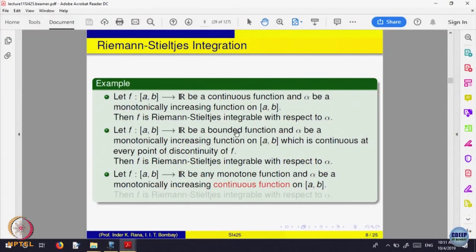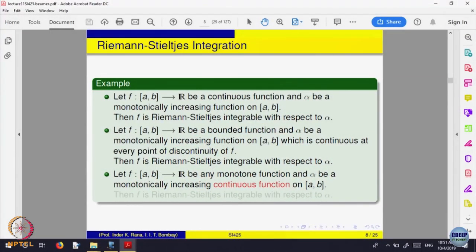The change comes supposing f is not continuous, it is only a bounded function, and alpha is monotonically increasing. We know that for a bounded function, the Riemann integral need not exist. So the modified theorem for the Riemann-Stieltjes integral is: if alpha, which is monotonically increasing, is continuous at every discontinuity point of f, then f becomes Riemann-Stieltjes integrable. So the discontinuity of f is taken care of by the continuity of the monotonically increasing function. Okay.